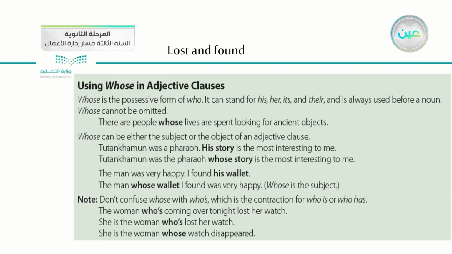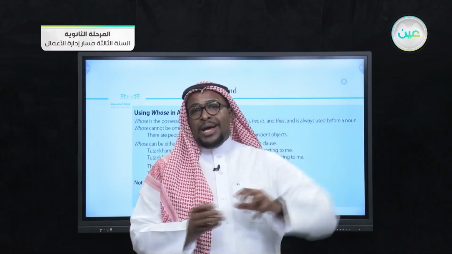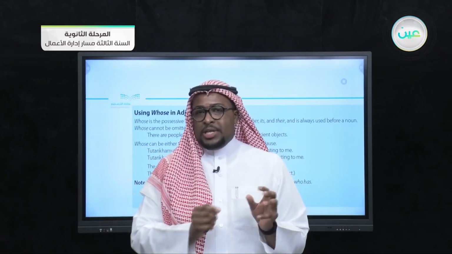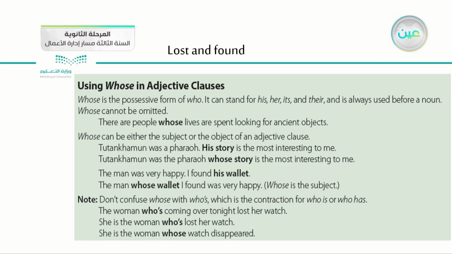So guys, we discussed here the part which is using whose in adjective clauses. So here we said something very important. We said that we have to differentiate between the usage of whose and who's, with apostrophe and then s, which is who is or who has. So you have to be careful when you use whose. Of course, whose is the possessive form of who, which can stand for his, her, its, and their, and is always used before a noun. Whose cannot be omitted, which is the comparison with where.